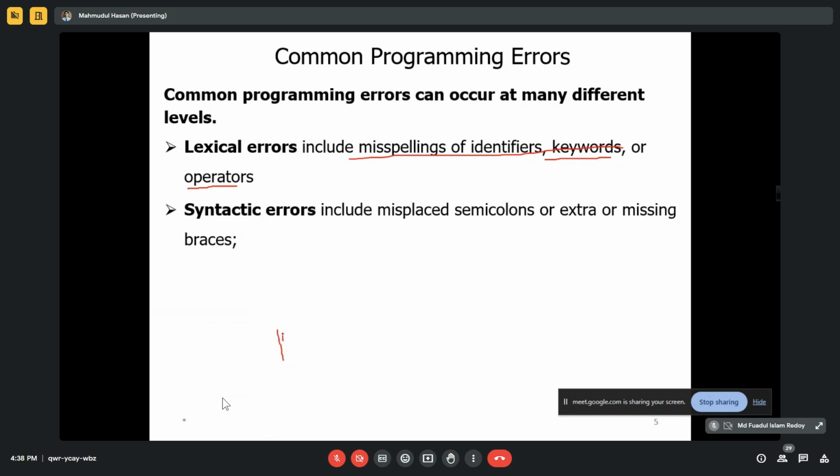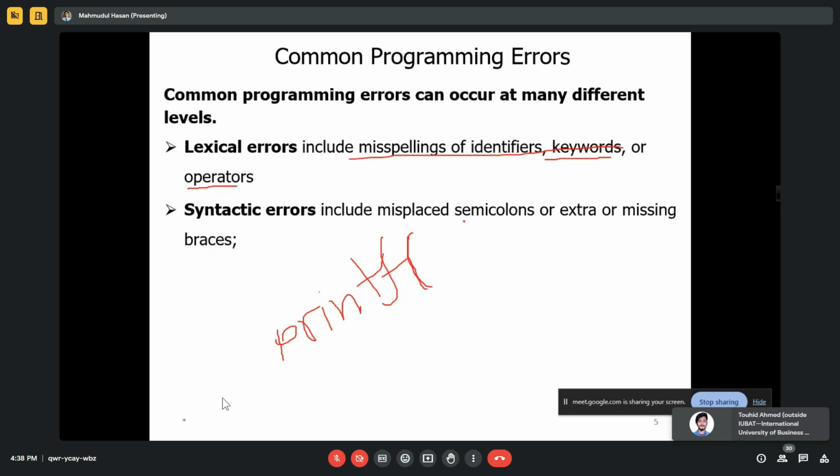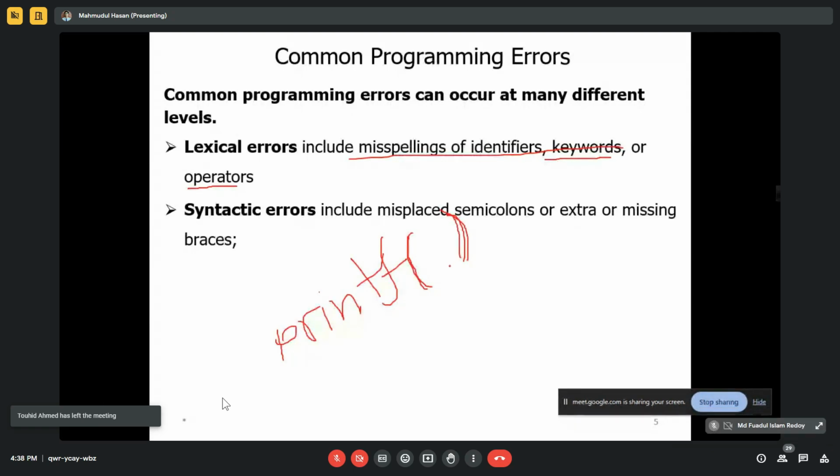Suppose printf. You write printf and you keep the opening parenthesis but no closing parenthesis. Then it is actually a syntax error, because there should be a closing parenthesis also. So this is a syntax error.